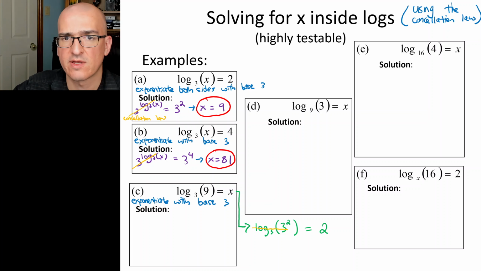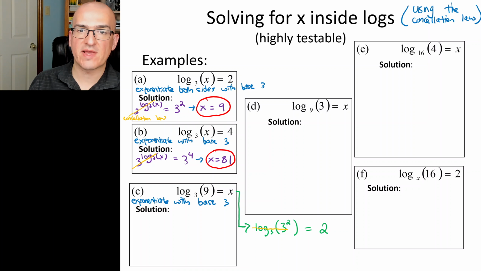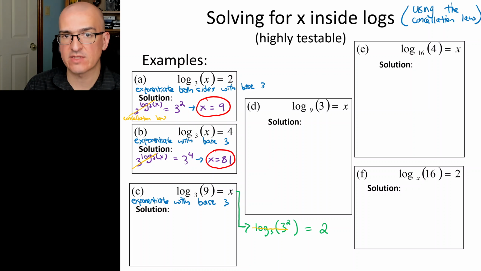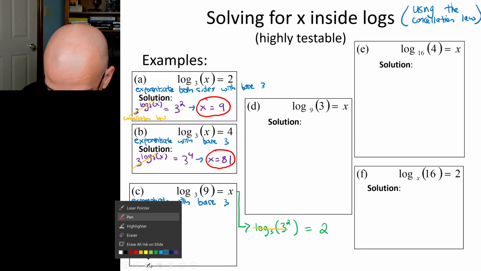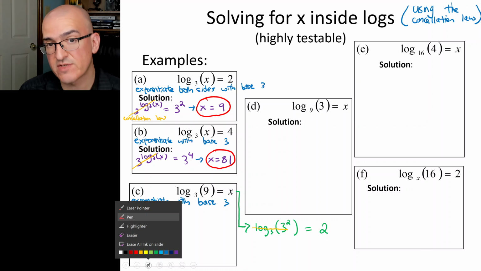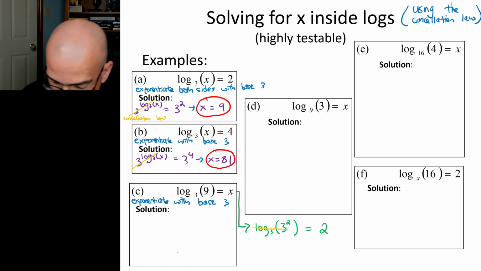Why are we picking 3? Because it's the base of the log. We want to match the base. Why do we want to match the base? Because that's the only way we can cancel. If the bases don't match, we cannot use a cancellation law, which I probably haven't said yet. But they only cancel if the bases are the same, if the base of the exponential and the base of the log are the same number.